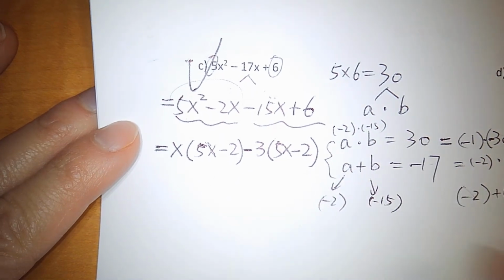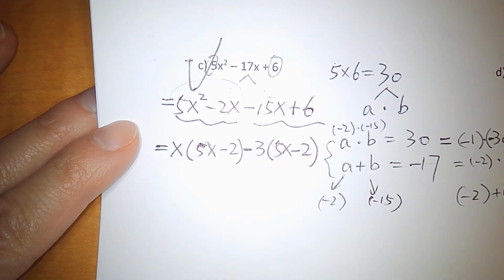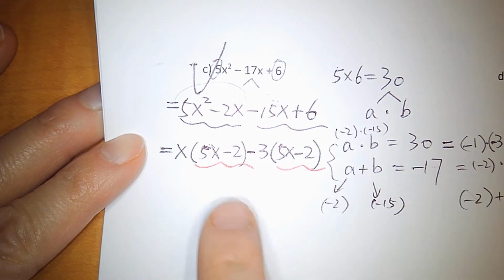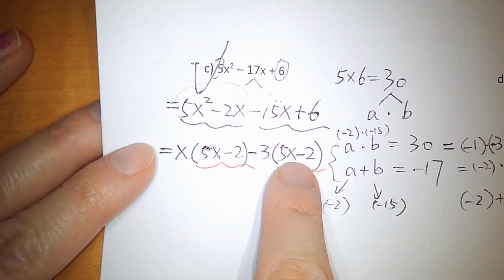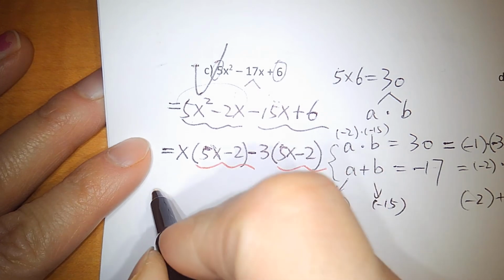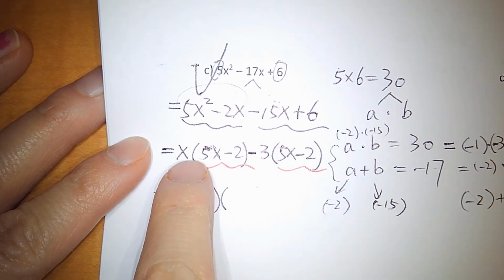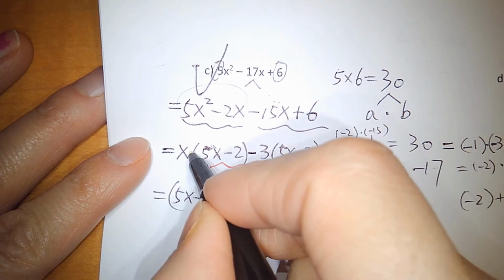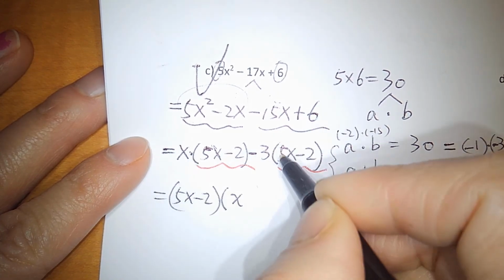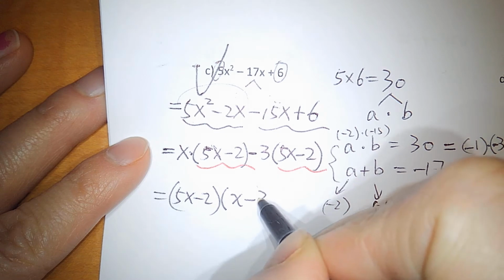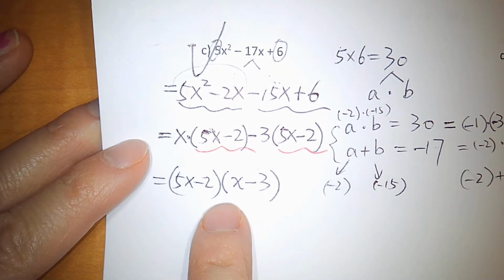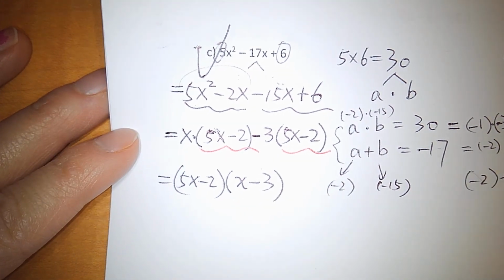Alright, any common factor now? Yes. 5x minus 2, 5x minus 2, right? So factor out the 5x minus 2. From this term we have what? An x left. From this term we have what? Negative 3. So see? This is much harder, right?